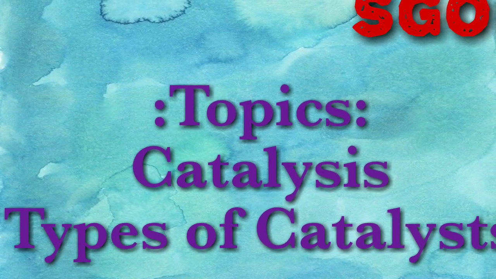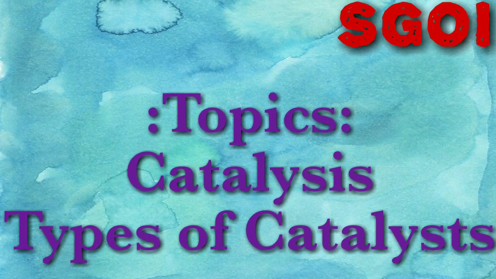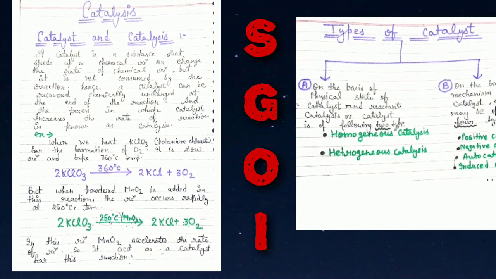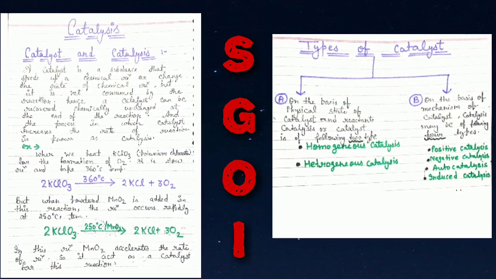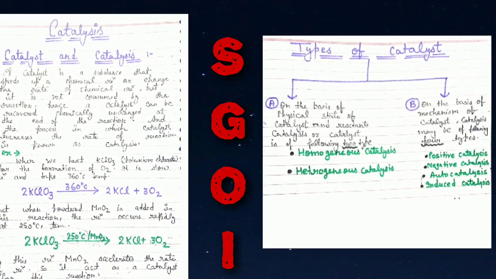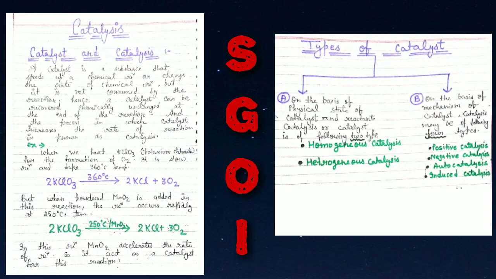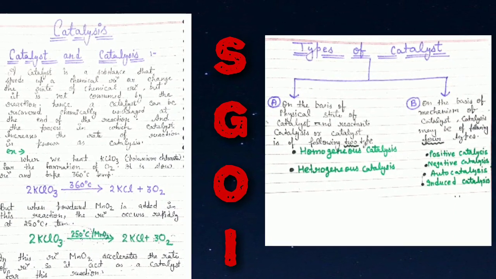In the previous audio, we did the revision of part 1 of surface chemistry, that is adsorption. Now today I am going to start part B of this chapter, that is catalysis. In catalysis, first I want to explain what is catalyst and what is catalysis.